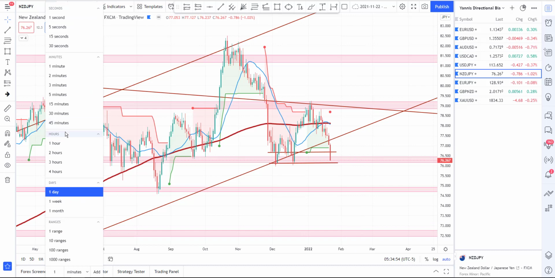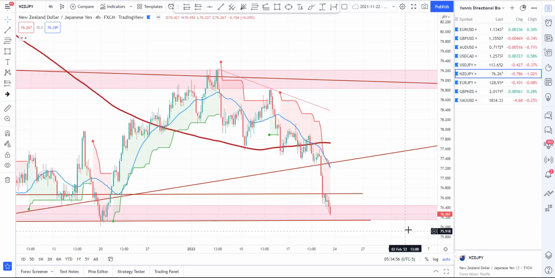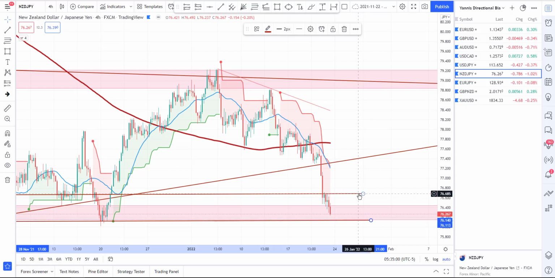Dropping down to the 4-hour time frame, these are those two key levels that I want to closely monitor. Anything above 76.70 for me would invalidate the shorts, and anything below 76.10 would invalidate the longs. So I will be waiting for that, okay?